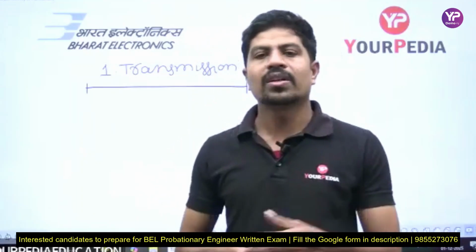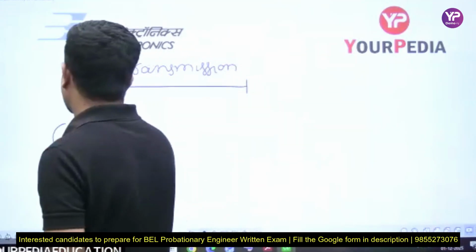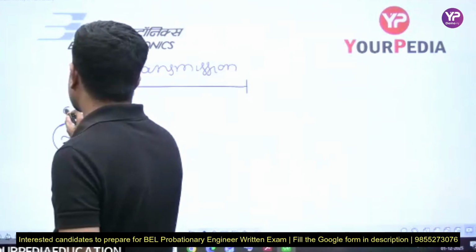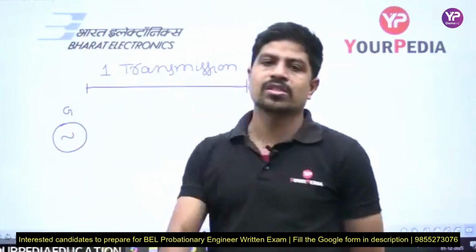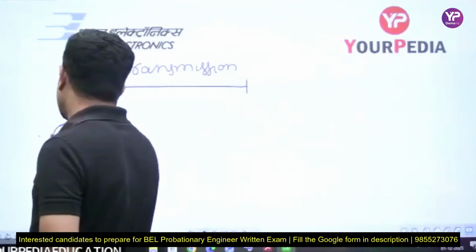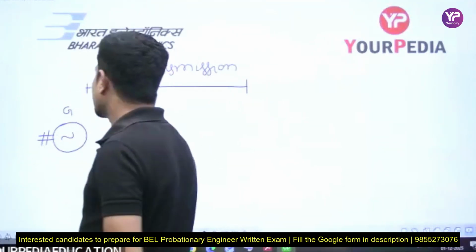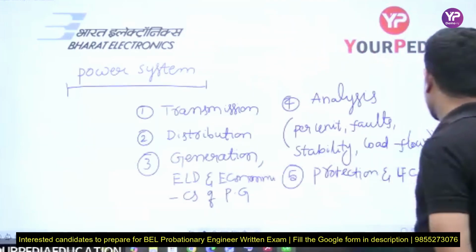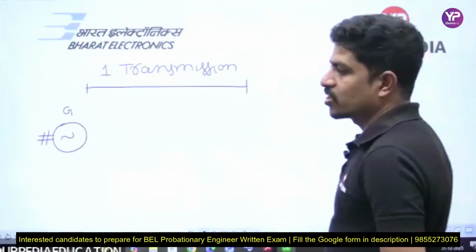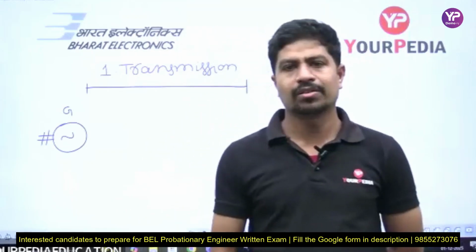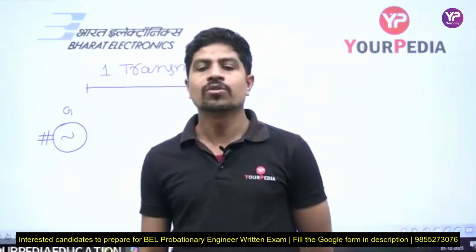First of all, power is generated. I'll draw the single line diagram. Power is generated at the generating station. Generally, we use synchronous generators. Mostly 99% of the generators are synchronous generators. Only 1% are induction generators. DC generators are not used. DC generators may be used for local purposes, but they are not connected to the grid.